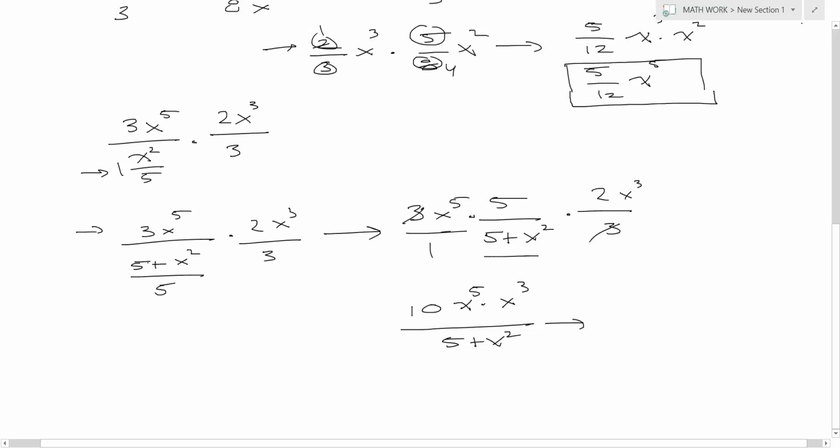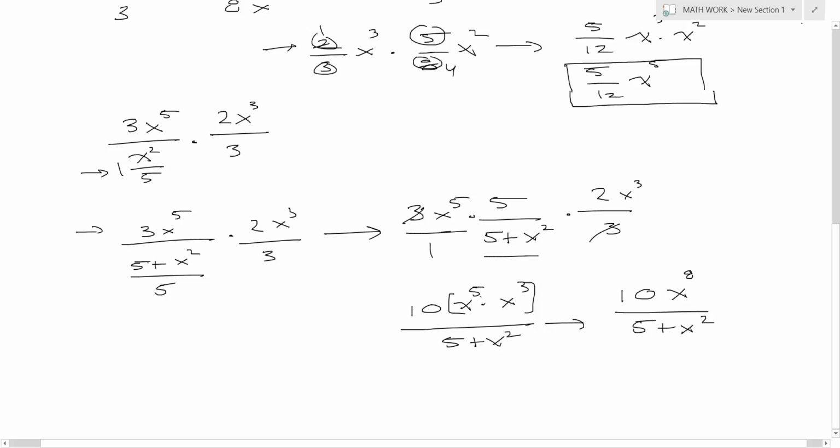Let's go ahead and finish this off. Simplify the x. Remember, anything with the same base and different exponents, we're multiplying, so we just add the exponents. So 10x to the 5th plus 3, which is 8, divided by 5 plus x squared. Not bad, right? Just realize that you cannot reduce here. This will be your answer.